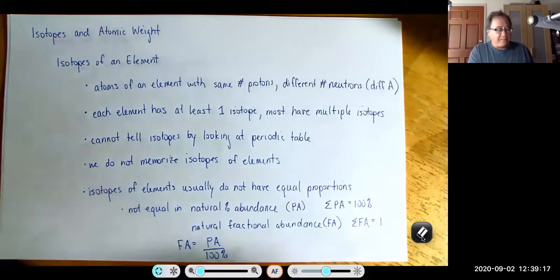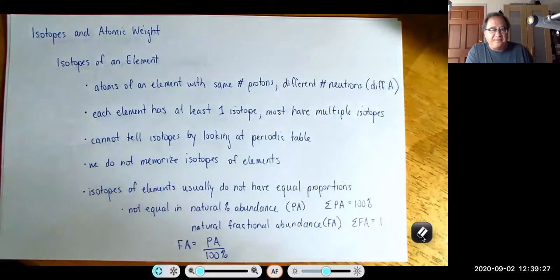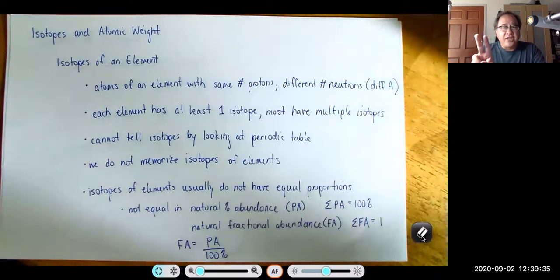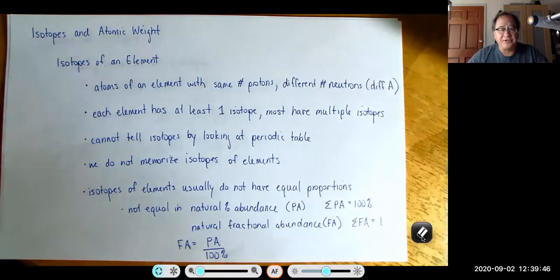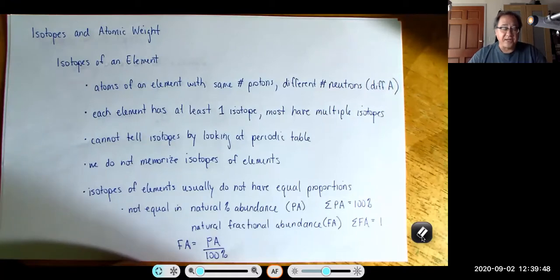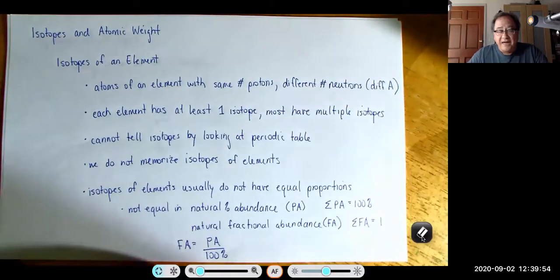You can't look at the periodic table and tell how many isotopes an element has just by looking at the periodic table. It can't be done. And we don't memorize the isotopes of elements. It's not worth it. Now, the isotopes of the elements are not usually in equal proportions. So if you have 2 isotopes, it's not usually 50% of one and 50% of the other. It might be, well, you got 4 parts of one and 2 parts of the other. Okay, so they're often not in equal proportions. And that means if you have 3 isotopes, it's not going to be 33, 33, 33. It'll be like maybe, I don't know, 99, 1, and 0.